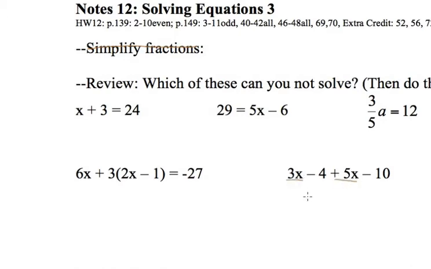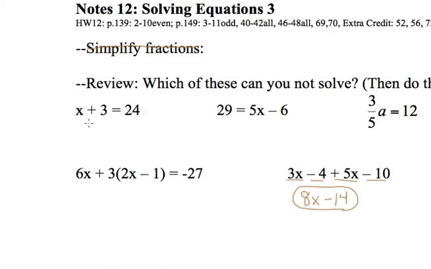A positive 3x and a positive 5x makes 8x. And a negative 4 and a negative 10, think money, makes negative 14. That's how the answer looks when you're simplifying, when there's no equals sign. The rest of these we can do by solving.